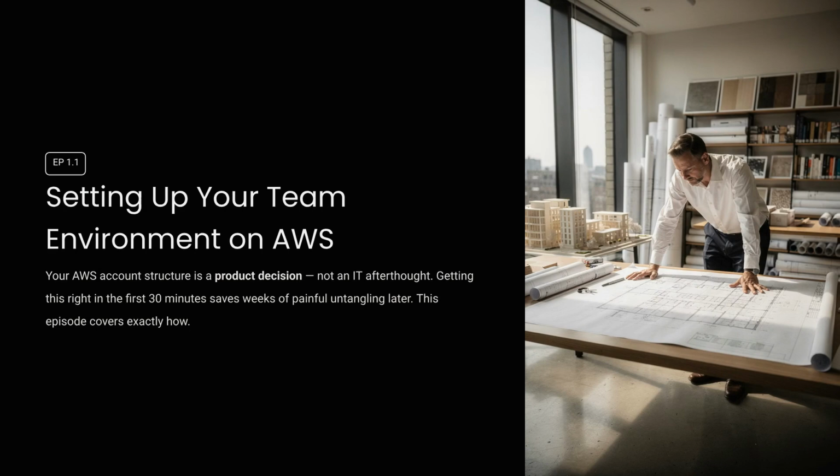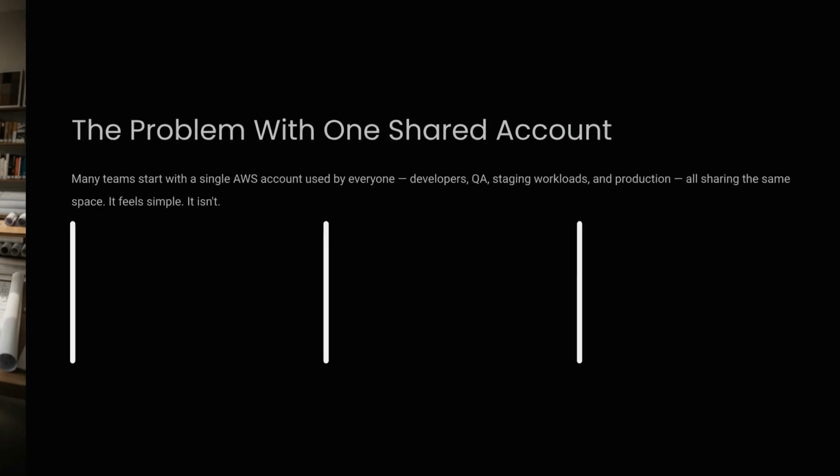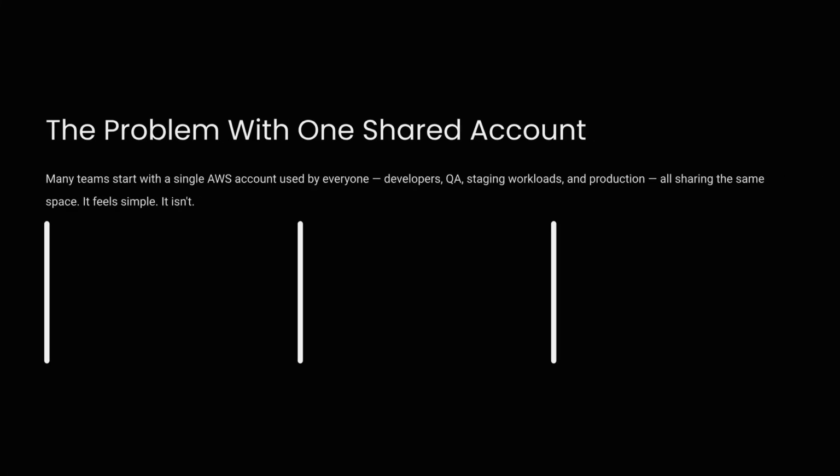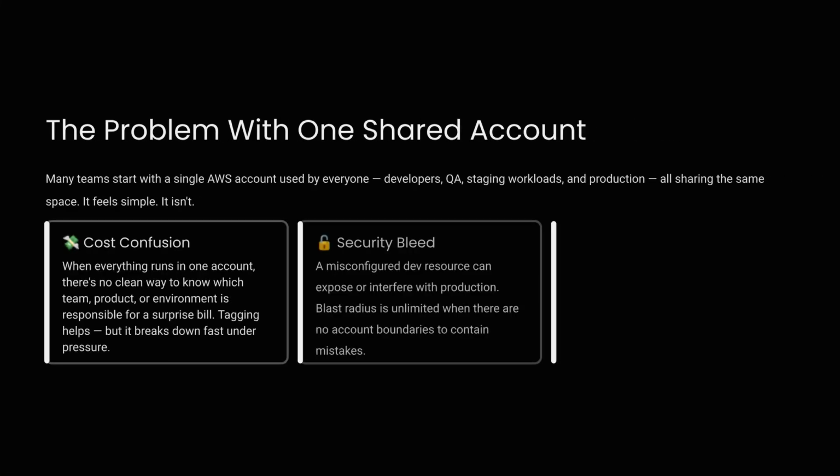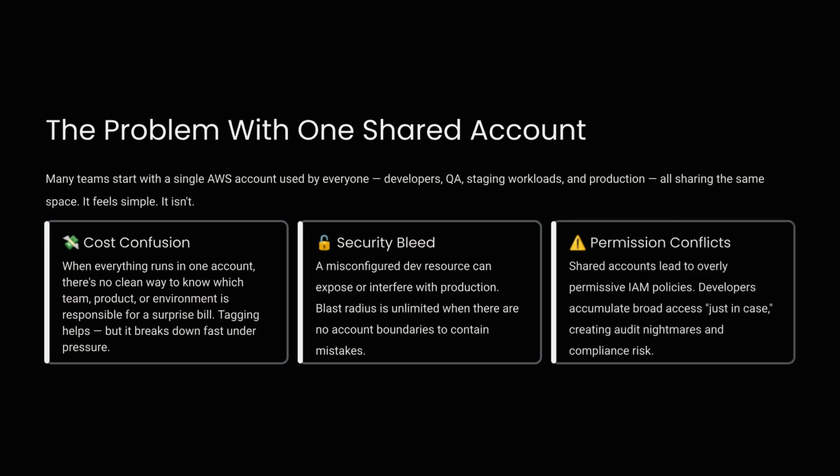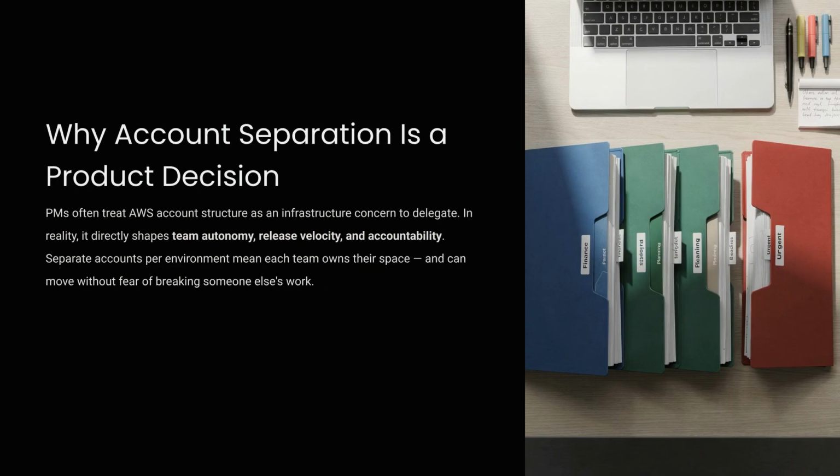Your account structure is a product decision, not an IT afterthought. Getting this right early can save weeks of painful untangling later. The problem with a single shared account is threefold: cost confusion, security bleed, and permission conflicts. Without clear separation, it's hard to track costs, mistakes can affect production, and developers might accumulate excessive permissions, leading to compliance risk. Account separation is a product decision because it directly impacts team autonomy, release velocity, and accountability.